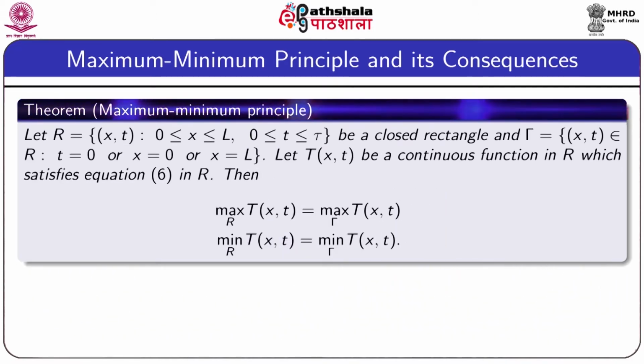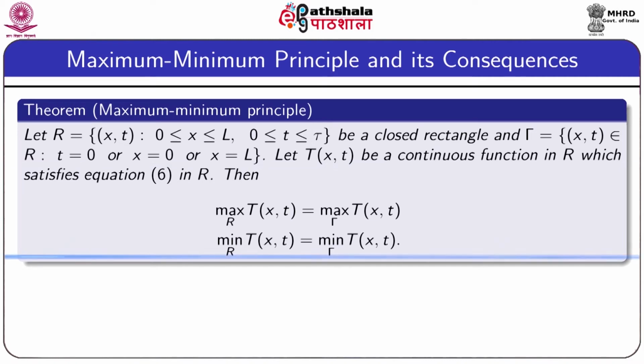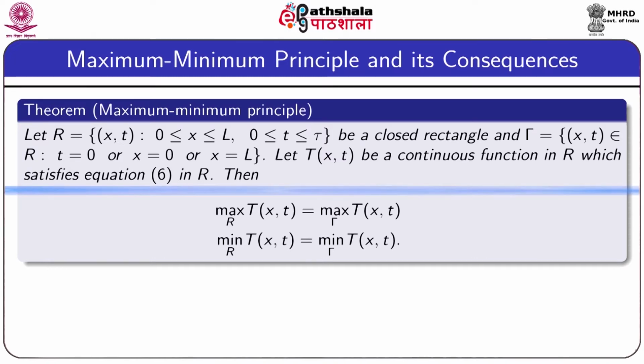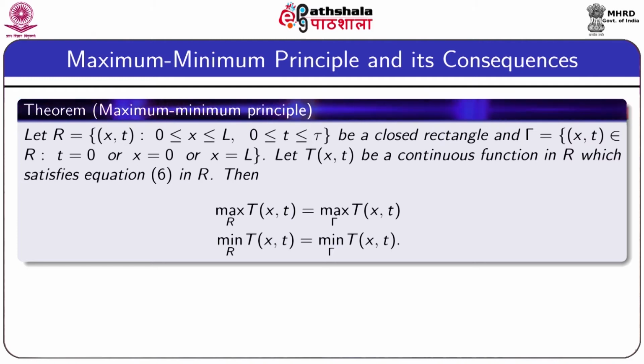Let capital T be a continuous function in capital R which satisfies equation 6 in capital R. Then the maximum minimum principle says that the maximum of capital T over the region capital R is attained at the boundary, that is, it is equal to the maximum of capital T in the region gamma. Similarly, the minimum of capital T is attained in the region gamma.